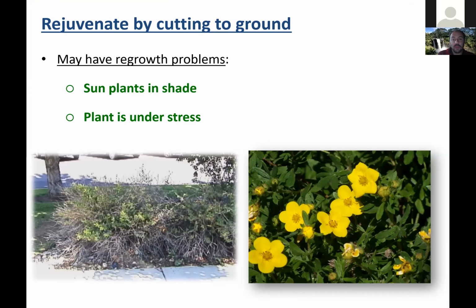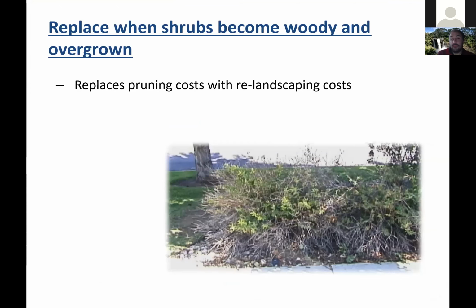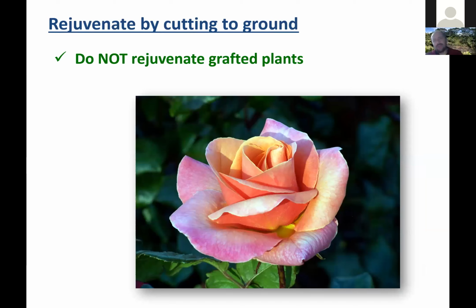So if you can't rejuvenate, one option is just to replace it, like I already mentioned. We also are not going to rejuvenate grafted plants. So a grafted plant, remember, is a Frankenstein plant where you have a different rootstock literally grafted on, connected to the desirable scion wood. And if you cut those back, sometimes you get the rootstock coming back, which may not have the desirable features of the grafted variety.